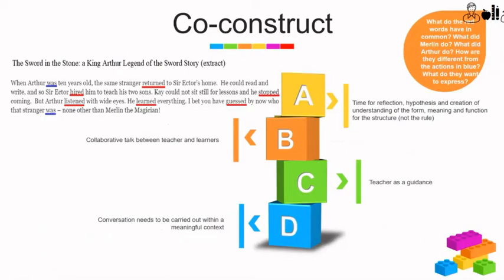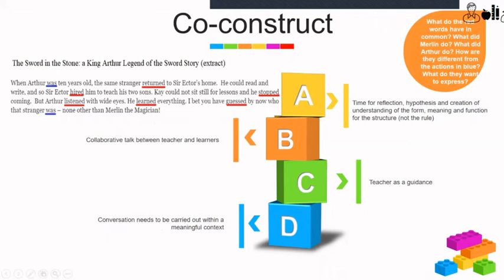And then you co-construct. So they have highlighted, right? They have analyzed the text. And here are some words. For example, what do all the red words have in common? What did Merlin do? What did Arthur do? How are they different from the actions in blue? What do they want to express?